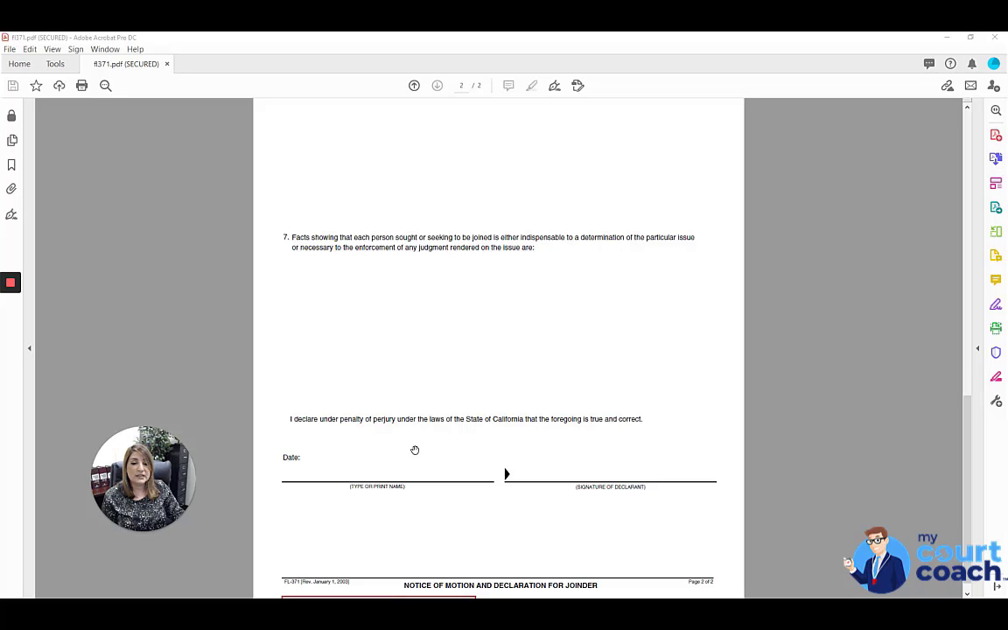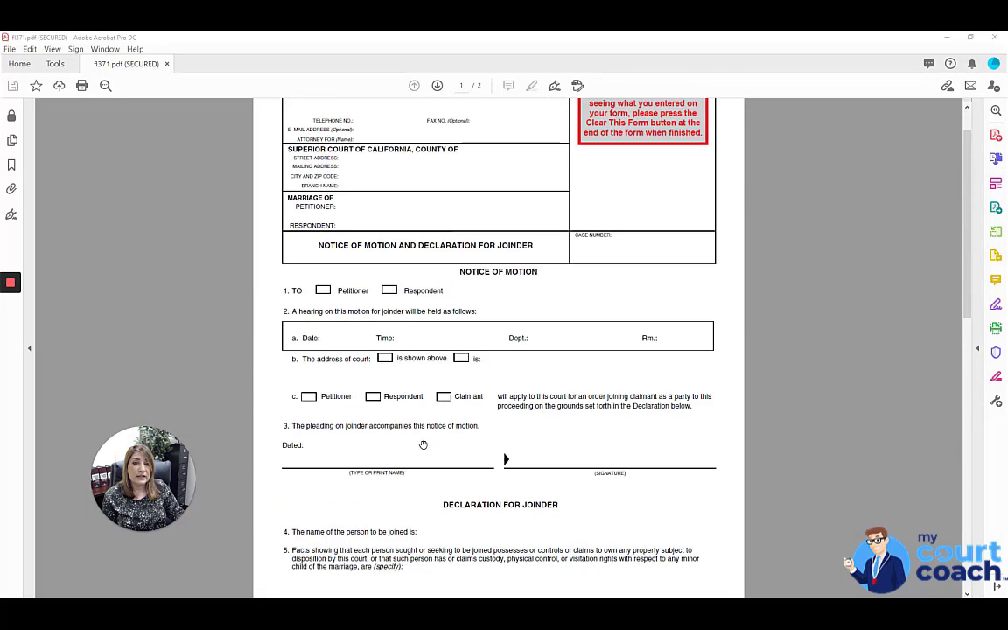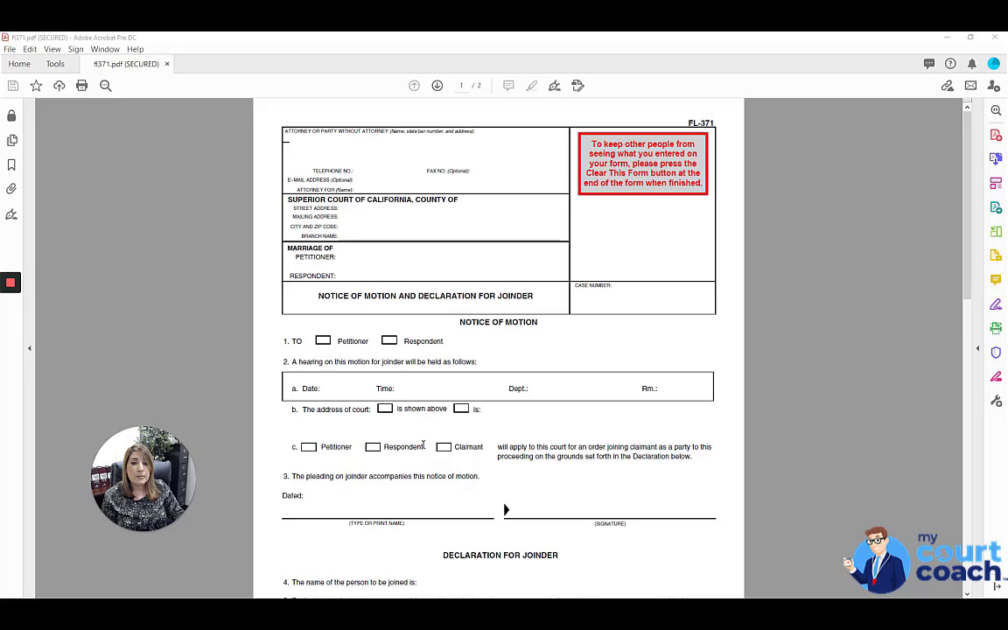Then you want to end this form by filling in your name at the bottom, signing and dating it. This form will then be ready to file and serve on the opposing party. Make sure to also serve a blank copy of the FL-373. That's a blank responsive form to a notice of motion to join a third party.